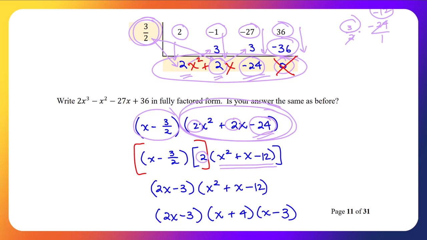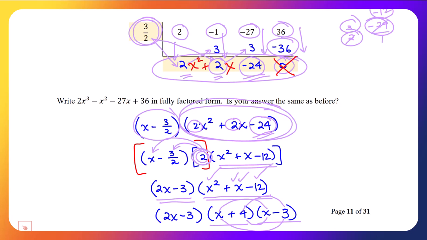And you might have been wondering where that 2 went off to that I yanked out a while ago. Well, there it is. If I put it back here, don't I get 2x minus 3? And then this x squared plus x minus 12 factors to x plus 4 and x minus 3, let's check. X times x, x squared, 4 times negative 3, negative 12, 4x and negative 3x. Sure enough, the middle term matches.